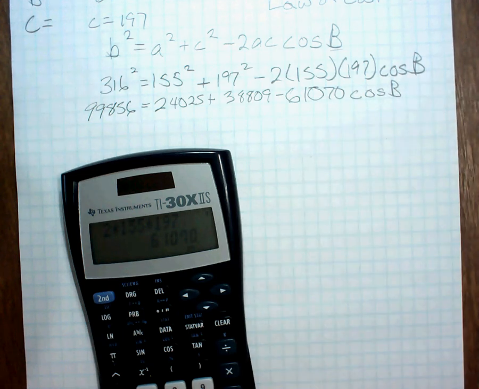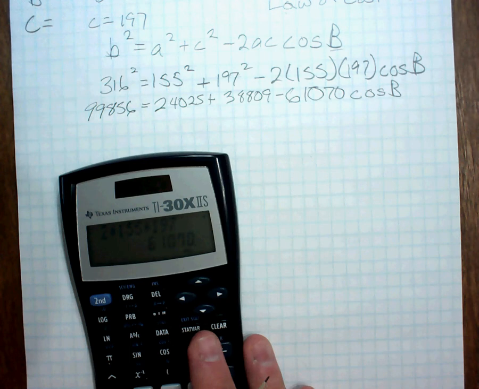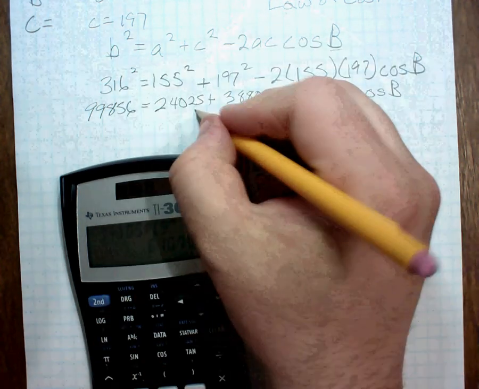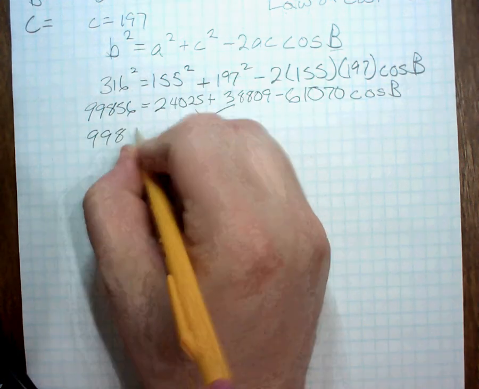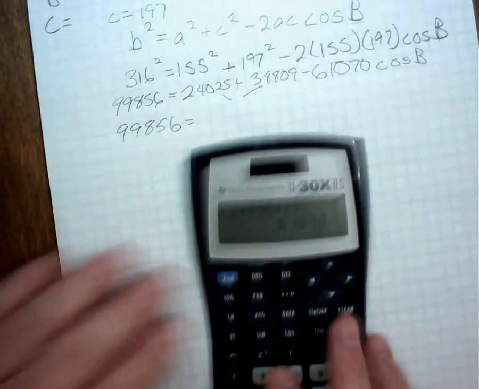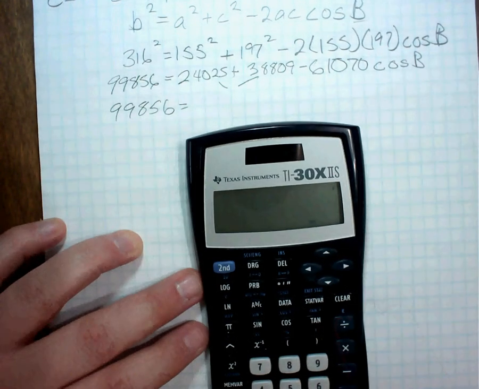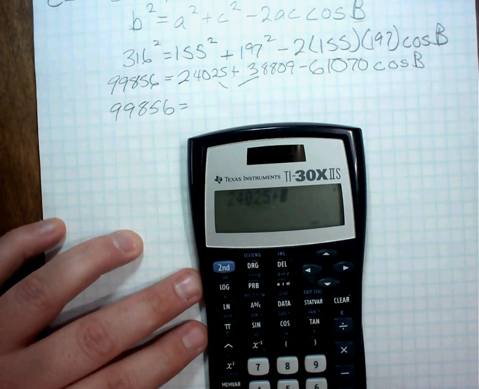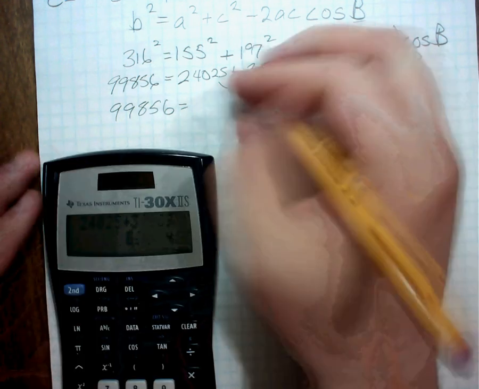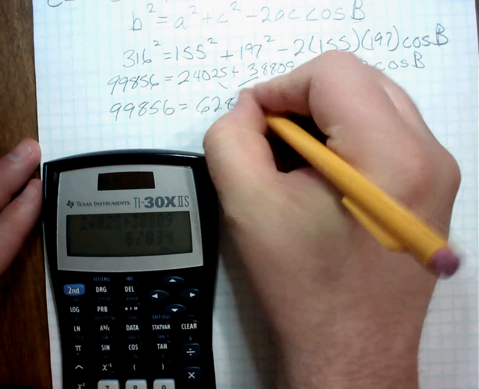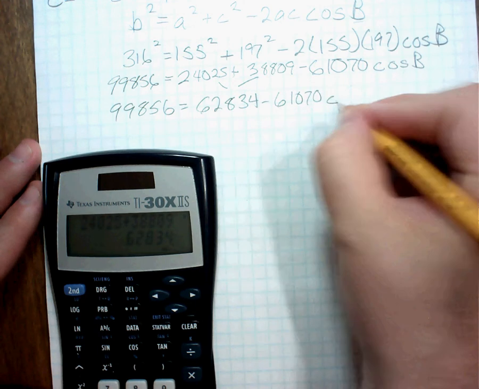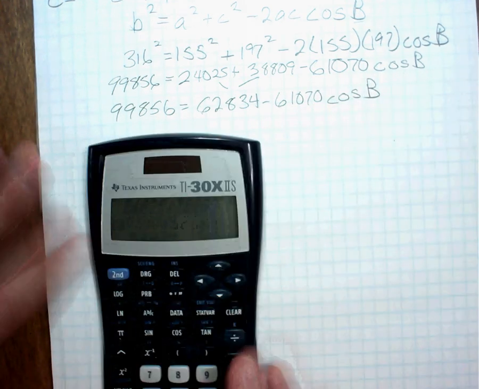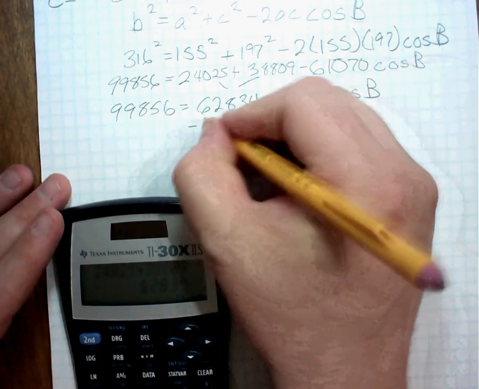Alright, cool. So now I'm going to add these two up. Everything else stays the same. It will be 99,856 is equal to 24,025 plus 38,809 equals 62,834 minus 61,070 cosine of b. I'm going to subtract this from both sides.